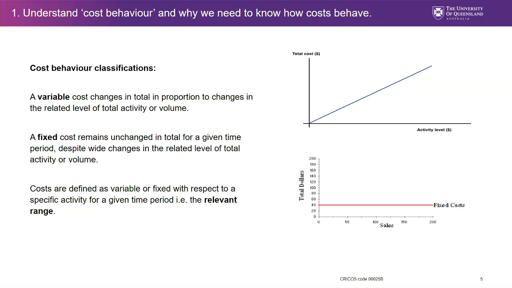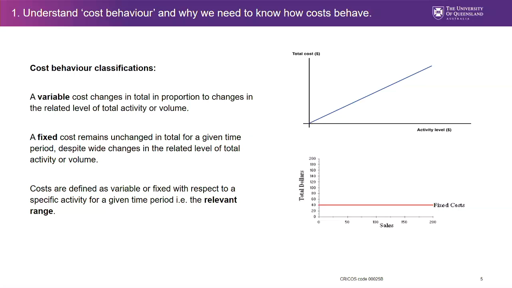It might be that when we produce 201 units, the fixed cost jumps up because we have to perhaps lease another factory, because the factory we have, we can only produce 200 units in. So that's what we call a stepped fixed cost.